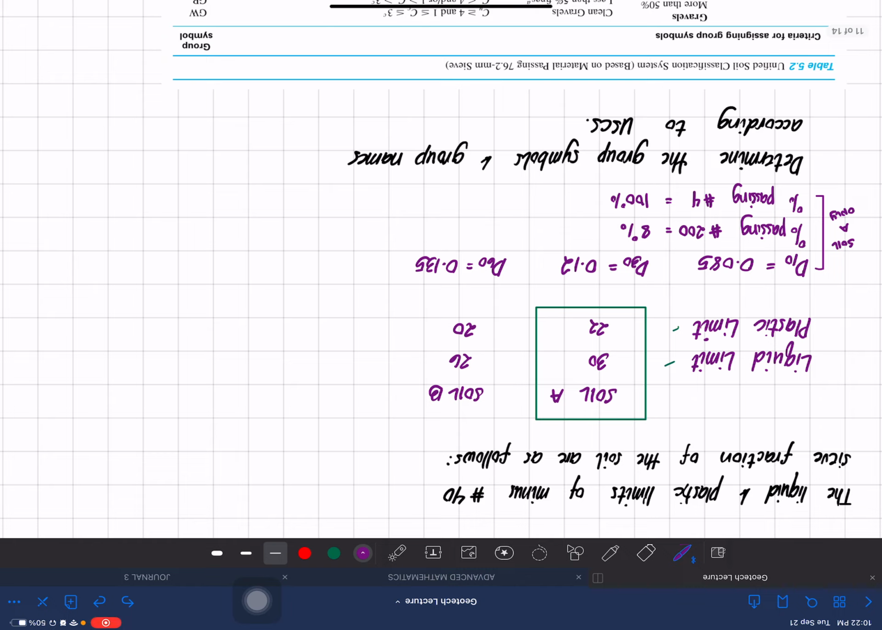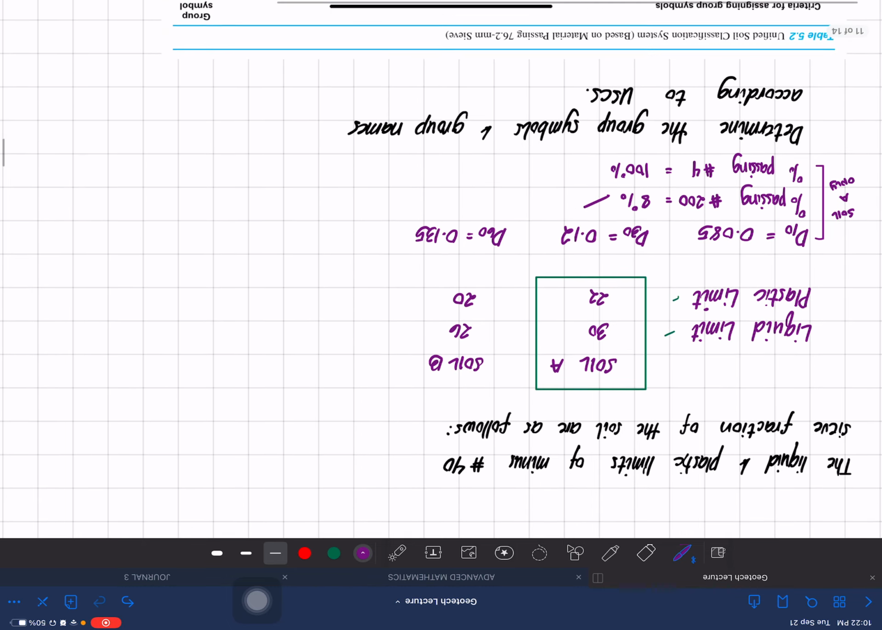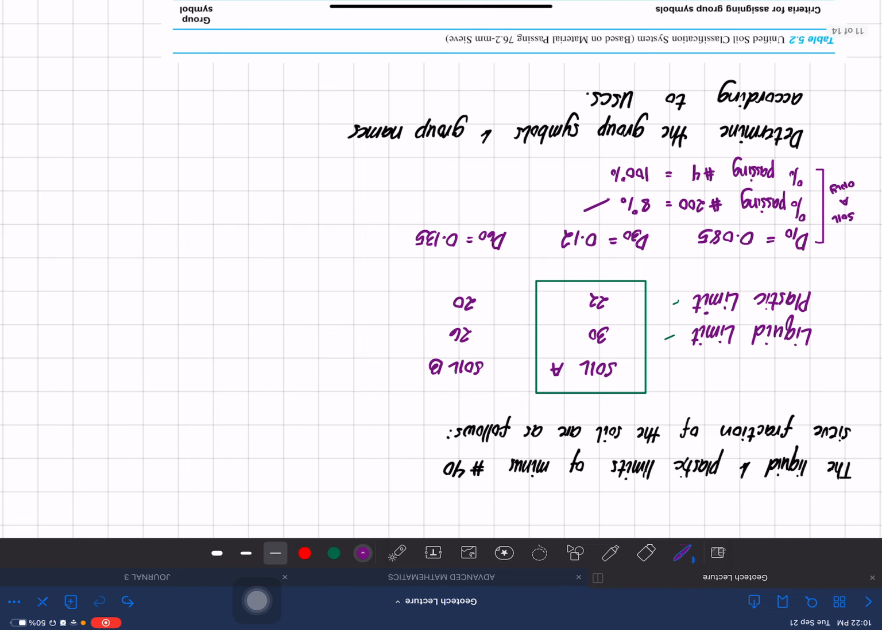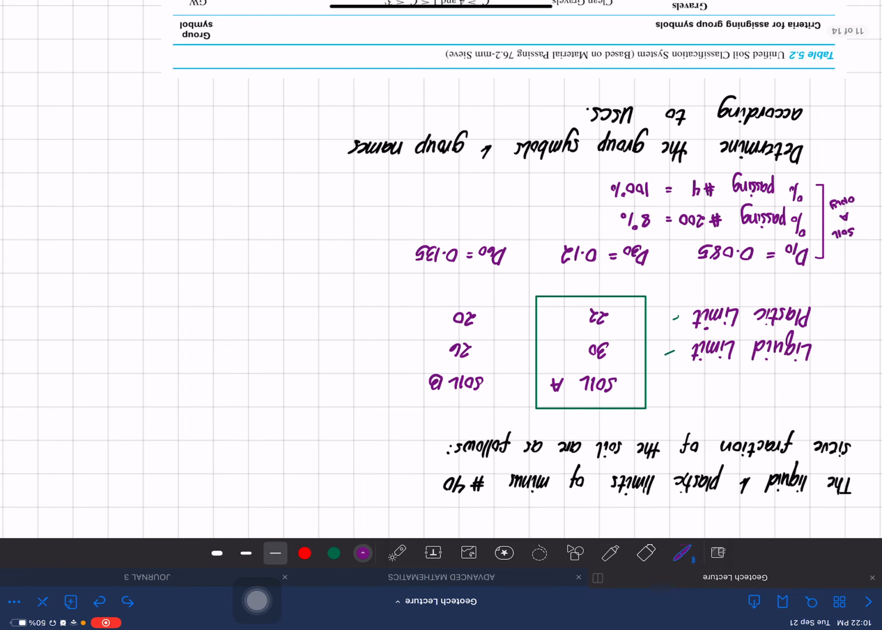And then we have percent passing sa number 4, 100%. Okay. So, anong gagawin natin first? Malamang tingin tayo dun sa number 200 na sieve. Ito, kung greater than or less than 50 ba siya. Okay? So, this is less than 50, guys.